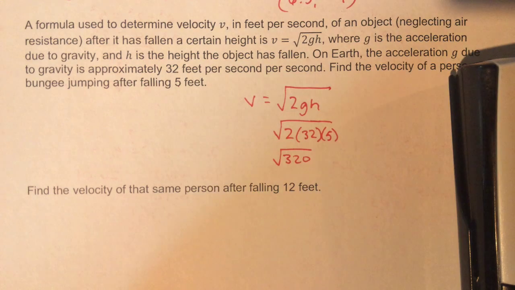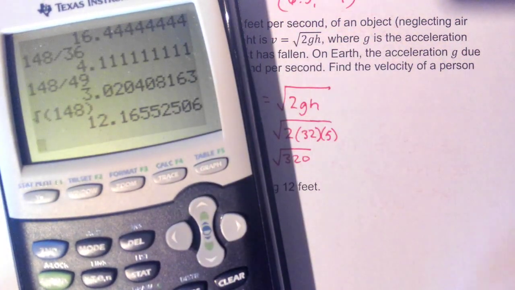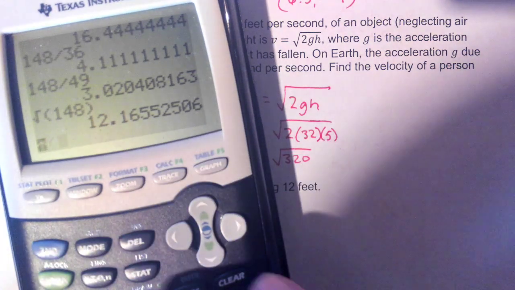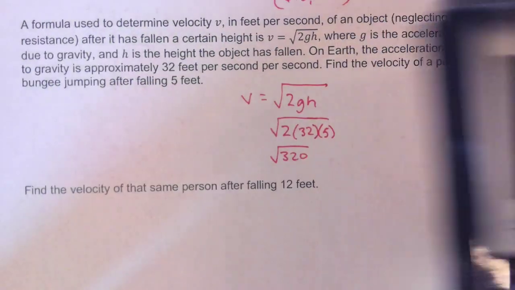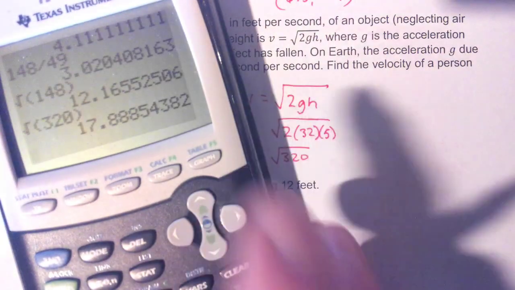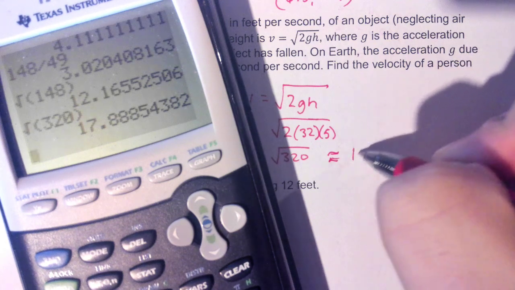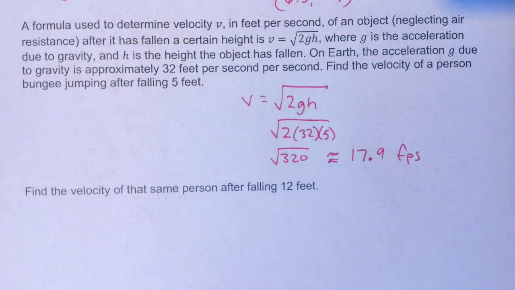So this is velocity, so we're not going to care what the radical is. We want to know what it is in, like, feet per second. How fast is this dude falling? So we want to do the square root of 320. Looks like he's going about 17.8 feet per second right now. Approximately 17.9, I guess, feet per second. So that's pretty fast. You try traveling 18 feet in 1 second. See if you can do it.